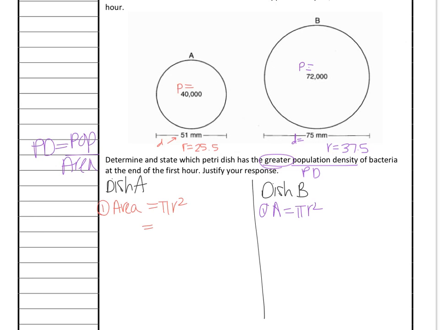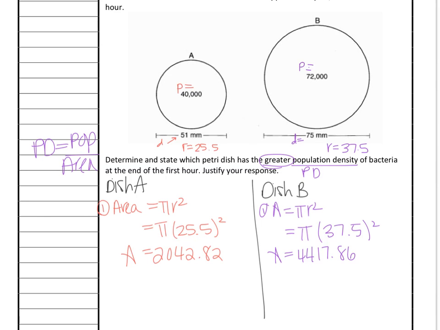It's a good thing we found the radius, right? 25.5 squared times that pi. It does not say to leave it in terms of pi, so we're going to type the entire thing into the calculator. So we get A equals 2042.82. Okay, so pause your video, calculate your area for dish B. You should have found something like 4,417.86. Cool, so now we have the area for both.